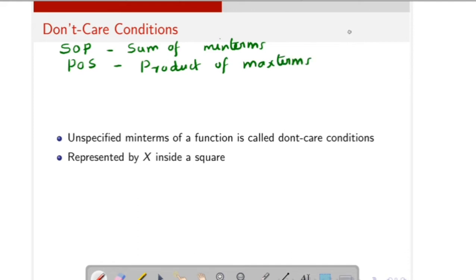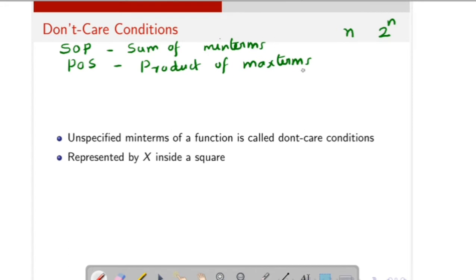So if a boolean function contains n variables, then there are 2 raised to n input combinations. That means 2 raised to n minterms or max terms are there. In that 2 raised to n minterms, the SOP function contains only those minterms that will give output 1. All other minterms are 0. That means sum of those minterms whose output is equal to 1.